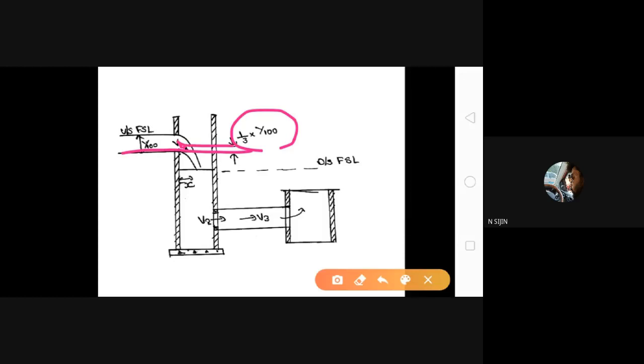Okay, what's the value of canal bed level? You write it like this: reduced level of center of pressure equal to upstream canal bed level. What's the value of upstream canal bed level? Okay, 162.83 plus half into, sorry, not half, 1/3 into upstream water depth. What's the value of upstream water depth? 0.75.